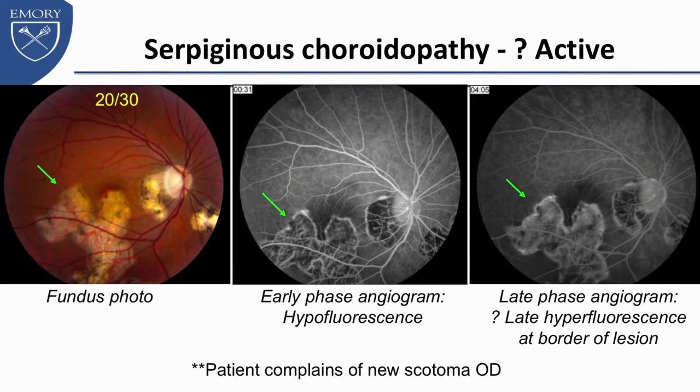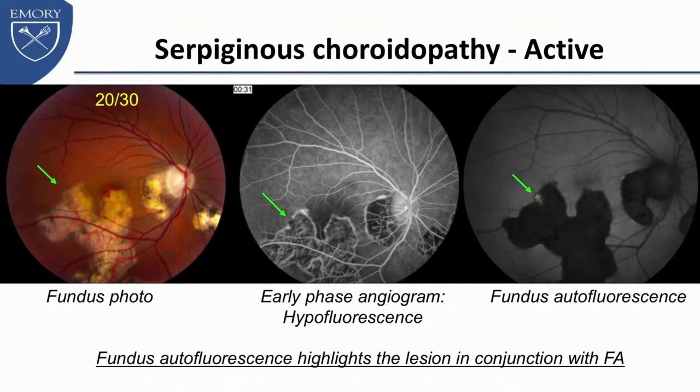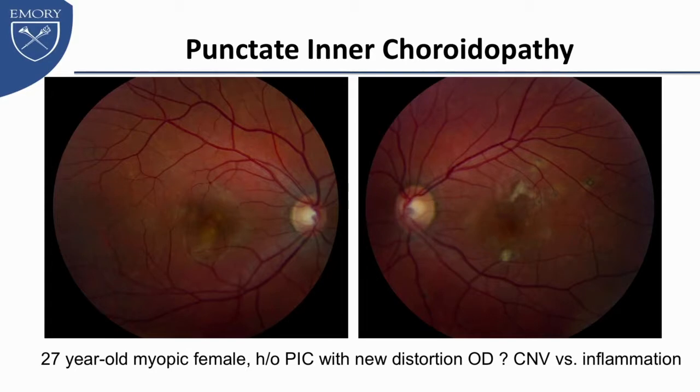The question is whether there's disease activity that warrants additional treatment. And in this situation, while fluorescein angiogram is consistent with active inflammation, the fundus autofluorescence is much easier to interpret in the context of a busy clinic, and we found it to be a marker of disease activity. So fluorescein angiogram in this context should be used with the fundus autofluorescence.